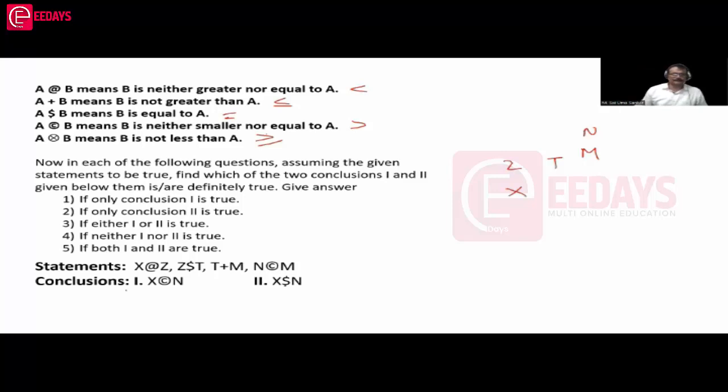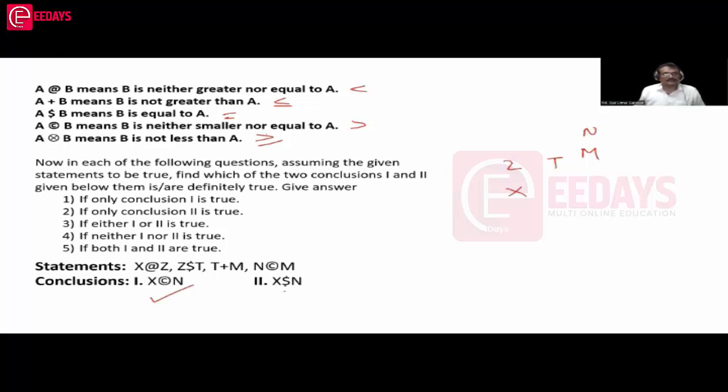This is very simple. First one, X at the rate N. X is less than N. Is it valid or not? Yes, first one is valid. Why? Because there is a vertical line in between N and X. X is in the lower position and N is in the upper position. So X is less than N.